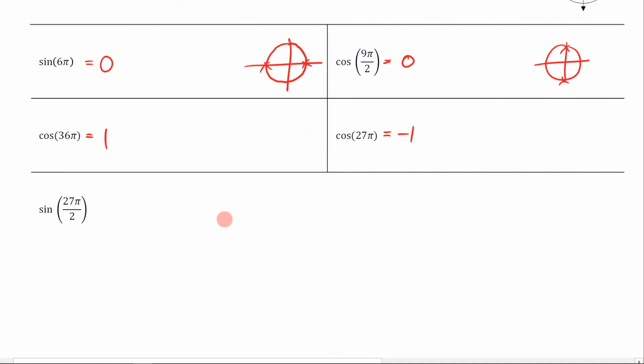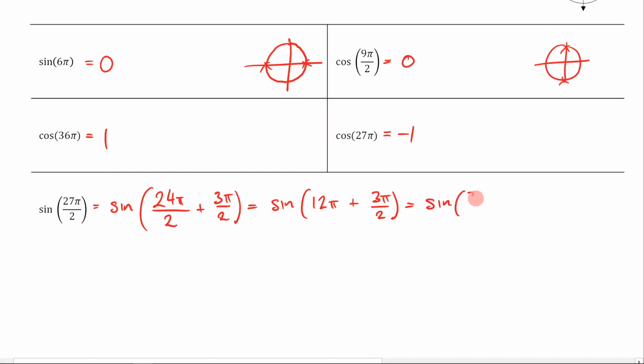And then lastly, I'll just go through this one. These ones can be a bit tricky, and there is going to be another method we can use to answer these later on. But for now, you're going to have to break it up into something that is going to give you an even number. So in that case, what I would break this down into is 24 pi on 2 plus 3 pi on 2, which is going to give you sine of 12 pi, which is even, plus 3 pi on 2, which is equal to sine of 3 pi on 2, and I know that is going to be equal to negative 1. And that's going to be my answer there.